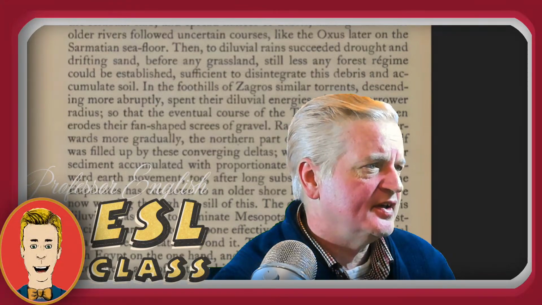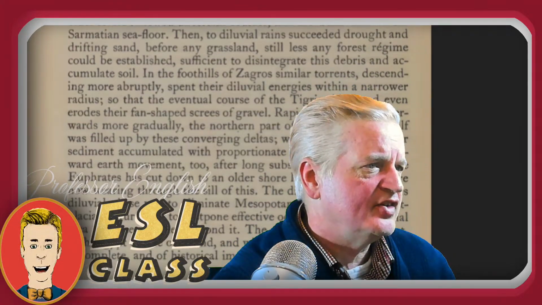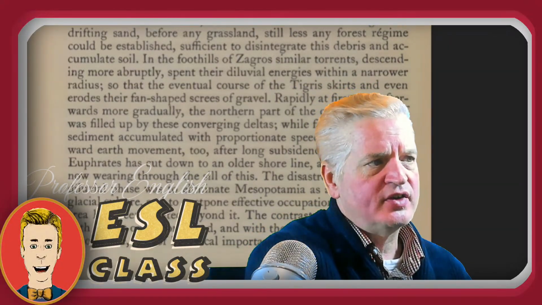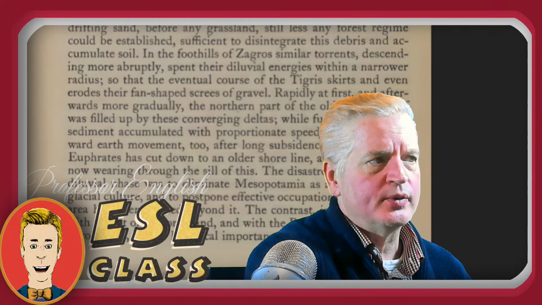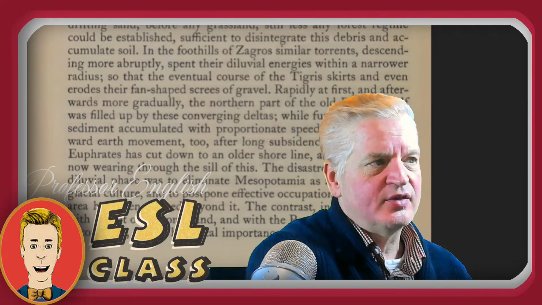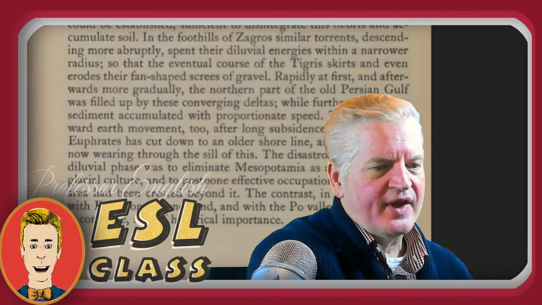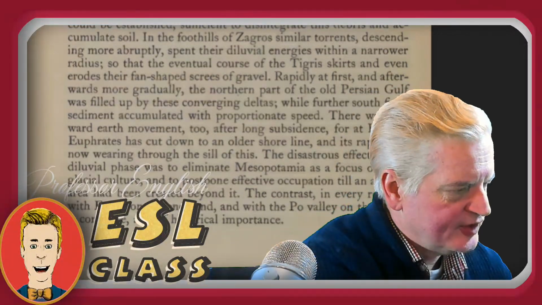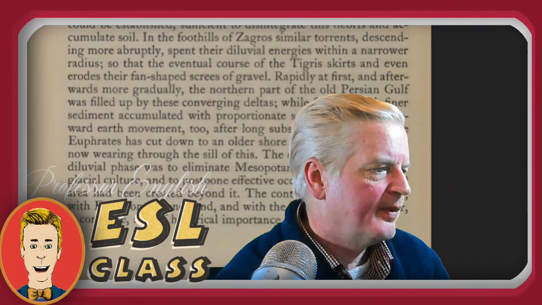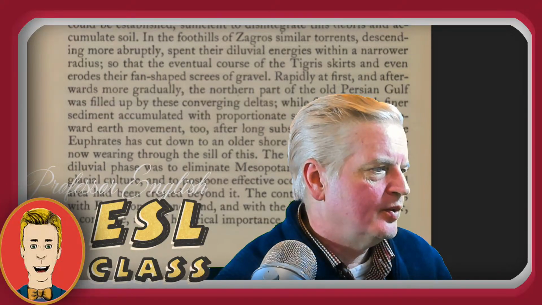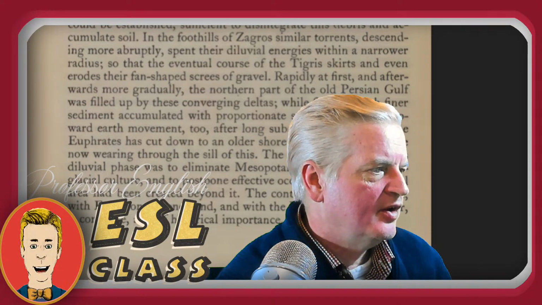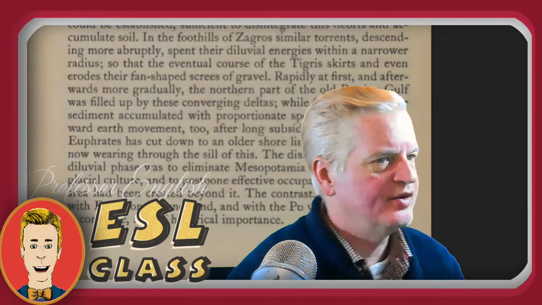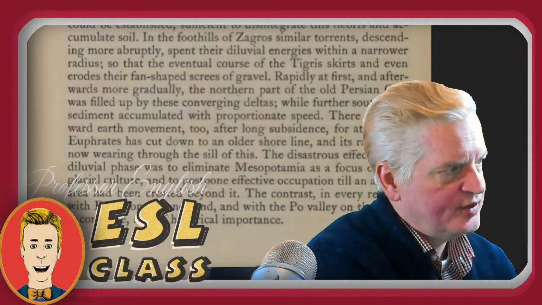Similar torrents descending more abruptly spent their diluvial energies within a narrower radius, so that the eventual course of the Tigris skirts and even erodes their fan-shaped screes of gravel. We learned that word scree in an earlier video, but I forgot what it meant, so I'm going to look it up again. Scree, S-C-R-E-E. Scree refers to a mass of wasting or rock debris found on the slopes of mountains. All right, so now I remember what that means, but let's just take a look at a picture of scree in case you didn't see it last time.